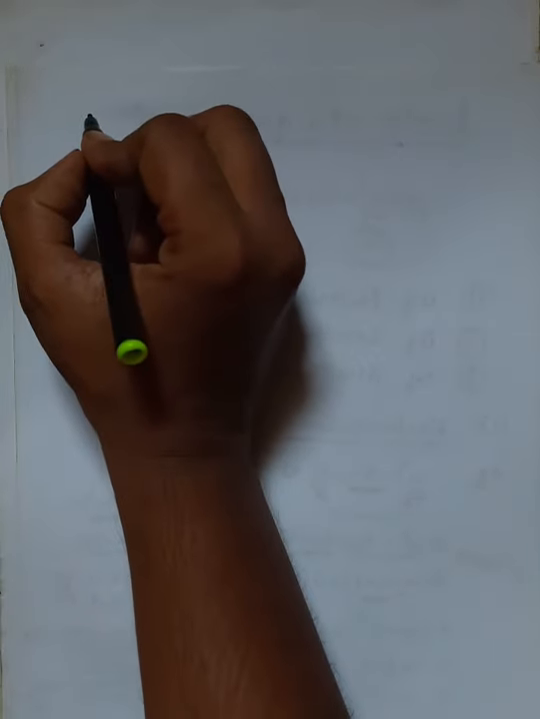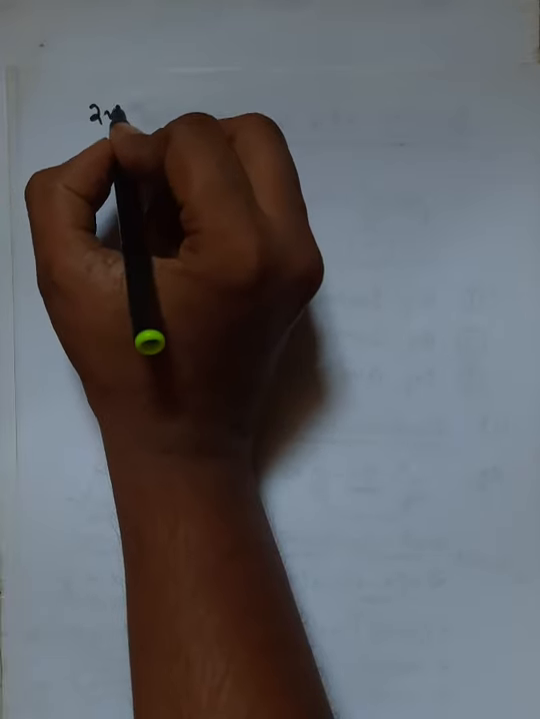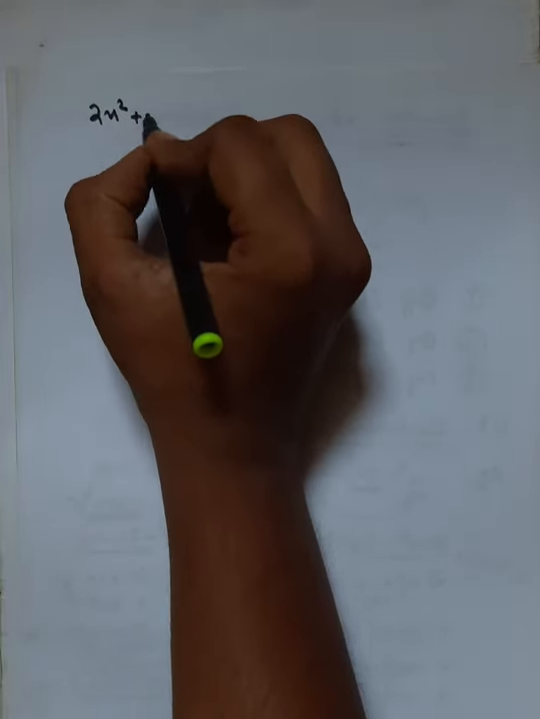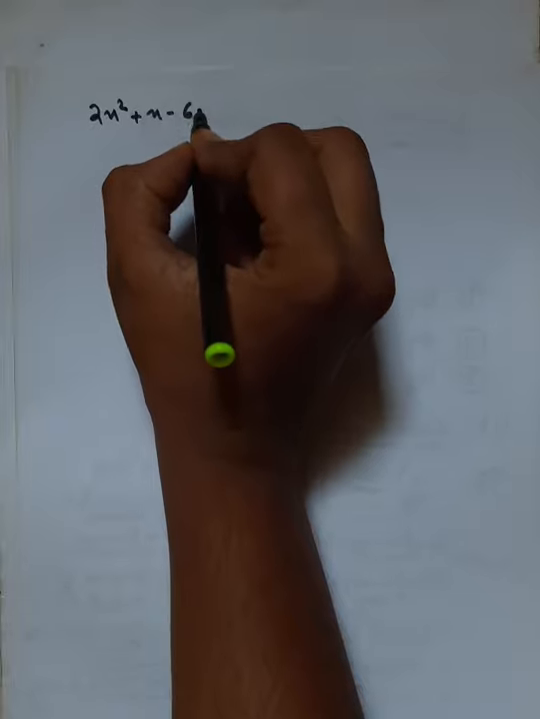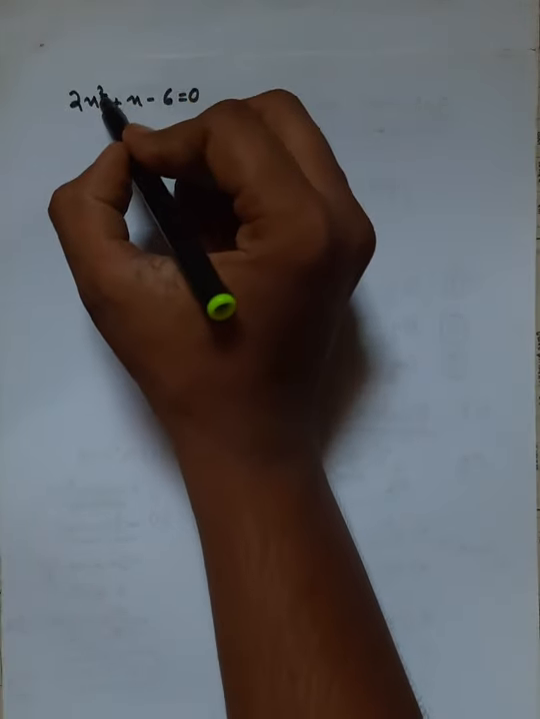Suppose another equation is 2x square plus x minus 6, this is equal to 0. See, we have to apply those steps which we have discussed earlier.